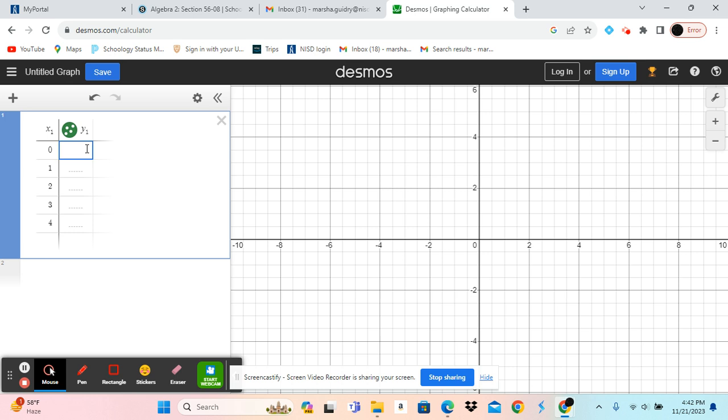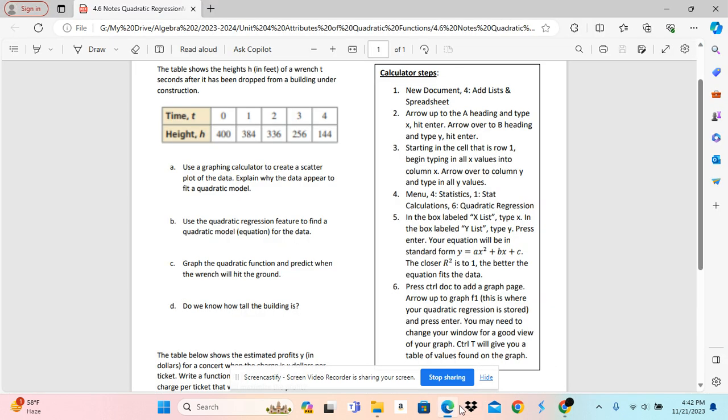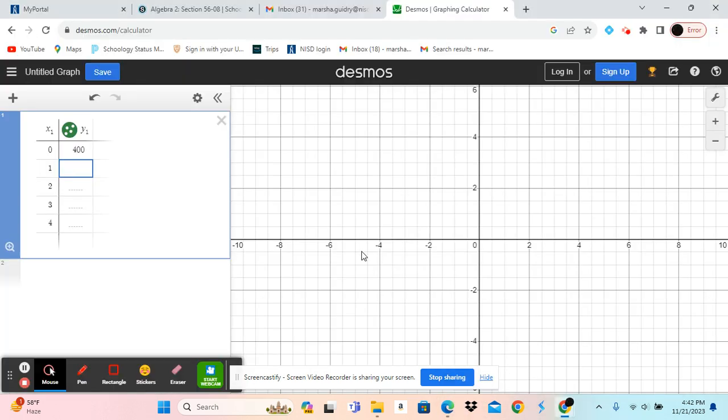So at 0 seconds, it was 400 feet in the air. After 1 second, it was 384. After 2 seconds, it was 336. After 3 seconds, it was 256 feet in the air. And after 4 seconds, it was 144 feet in the air.